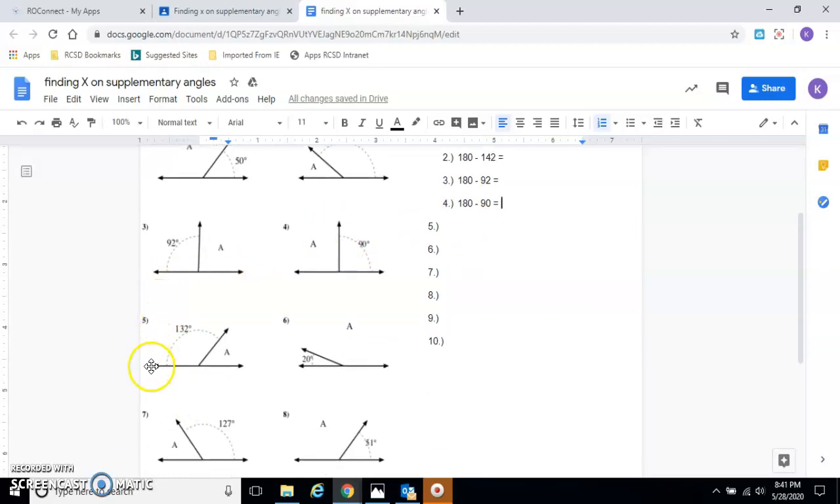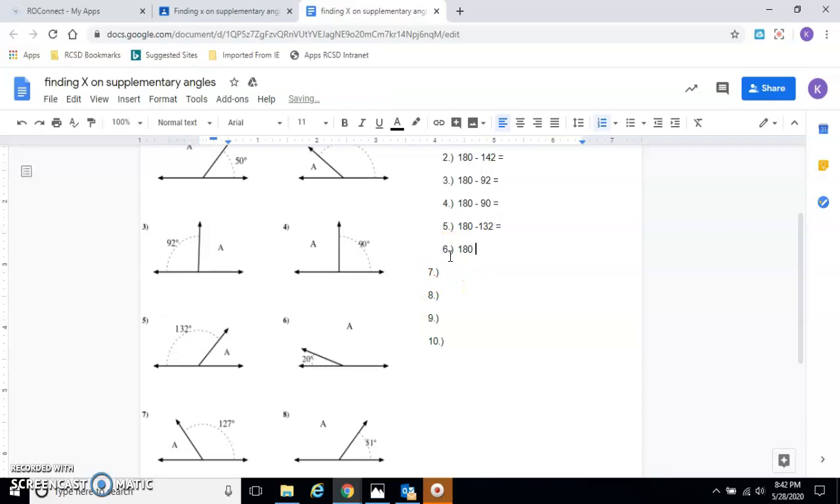Number 5, I'm given 132 degrees, I need to find out what A is. It's pretty repetitive here. Take my 180 minus the 32, what am I going to get? Number 6, I'm given this little bitty angle is 20. I need to figure out what this remaining angle is. What is A going to be?